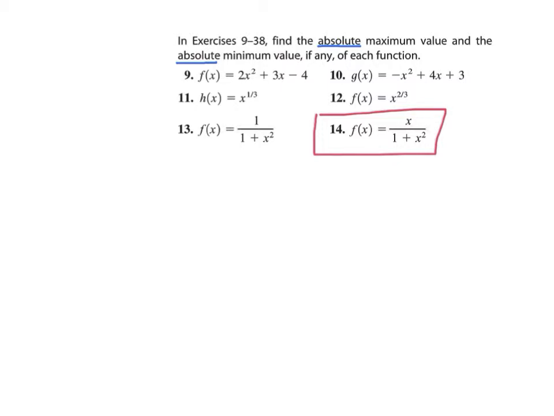We've had a few questions about number 5 on assignment 9 on WebAssign, and it's based on number 14 on page 306. So this is the problem I want to take a look at. We're asked to find the absolute maximum value and absolute minimum value, if any, of each function.